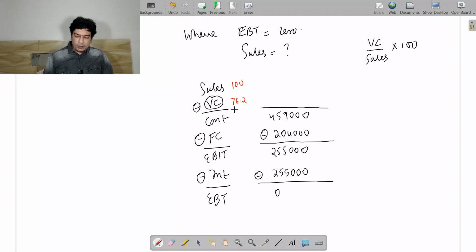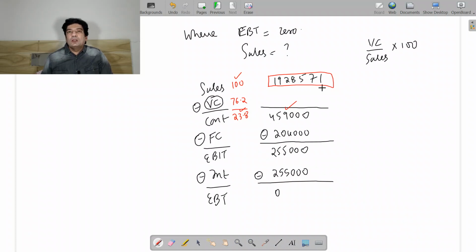So we can get the contribution. 100 minus 76.2, so 23.8 will be the contribution. Now you cross multiply: 4,59,000 into 100 divided by 23.8. So you are going to get the sales figure. I'm going to get a sales of 19,28,571 approximately. So 19,28,571 is my sales.